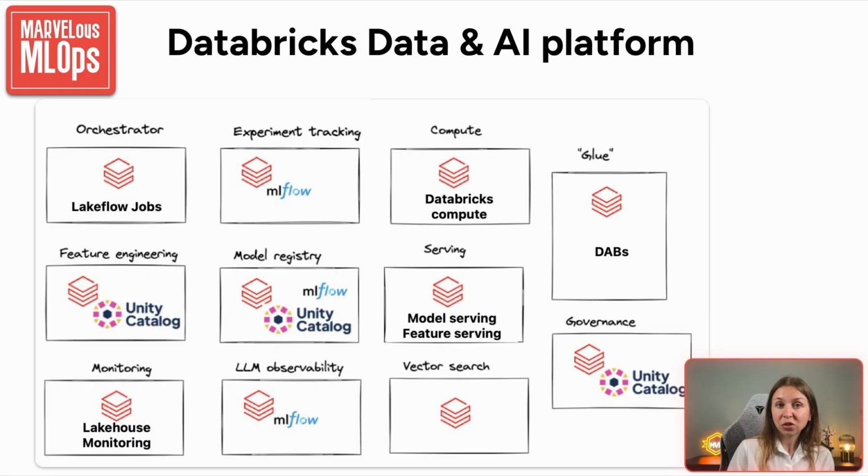You have feature engineering. You have a model registry, which is also MLflow with Unity Catalog. You have model serving, feature serving, and model serving with feature lookups. You have Lakehouse Monitoring for monitoring. You have LLM observability. MLflow provides a lot of cool features for it, starting with MLflow 3. There is vector search, and Unity Catalog in general provides governance. There is another piece which simplifies deployment on Databricks significantly, which is Databricks Asset Bundles.